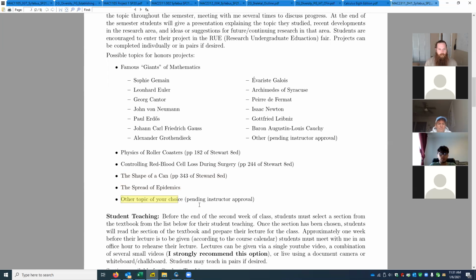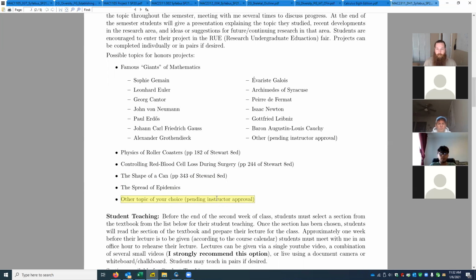Or if you want to do something of your own choice, that's fine. But you've got to let me know what it is, and I have to approve it. My guidelines for approval here are just that the topic needs to be accessible. It needs to be something you can actually research. It doesn't require like 5 years of graduate work before you can even talk about the thing. Those sort of things are a little tough.